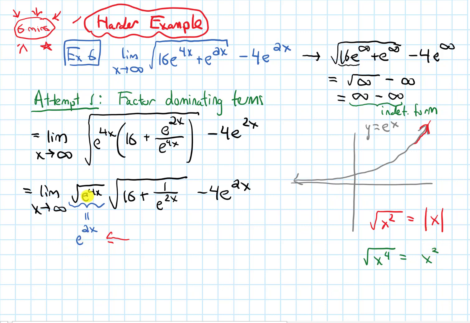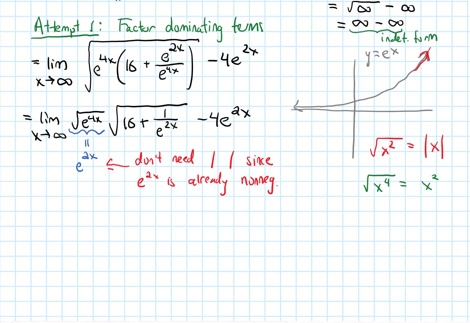With e to the 2x, we similarly don't need an absolute value, since e to the 2x is already non-negative. One of the ways I can see that is if I look at this e to the x graph over here. E to the 2x's graph is really similar, but notice that the y values are never negative, because e to any power can't be a negative number. All right, so let's continue to simplify.